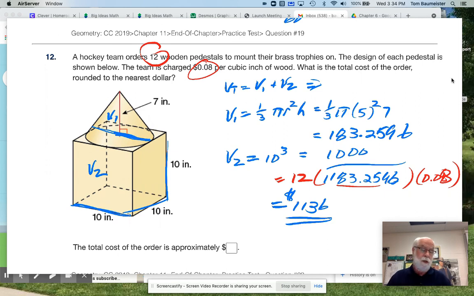Okay, so the test should be very similar, ladies and gentlemen. The key: use the pi button, read the directions carefully. I will give you a little leeway on the rounding, but not a lot.